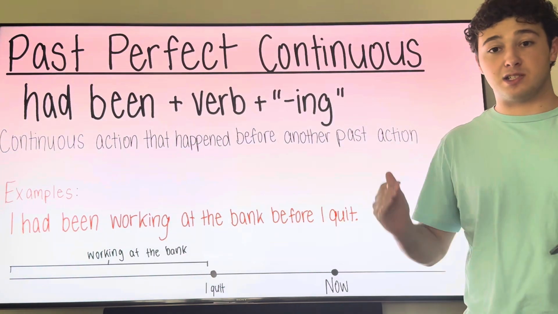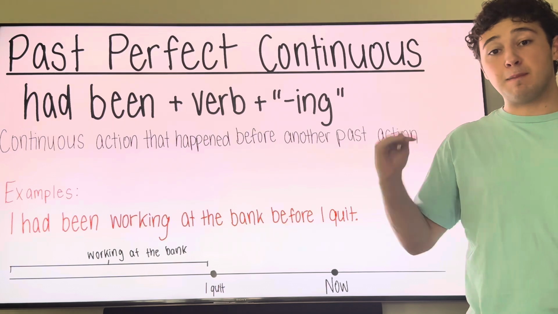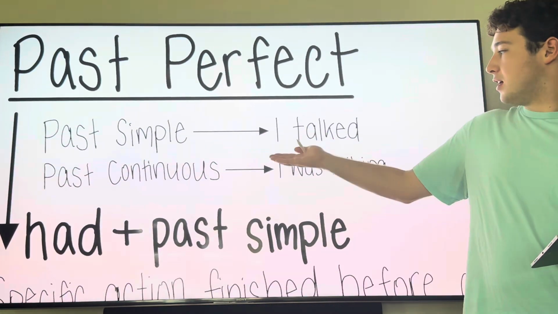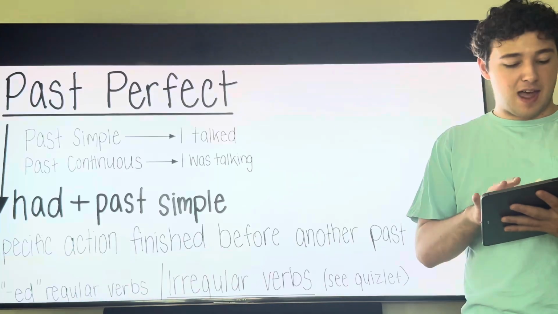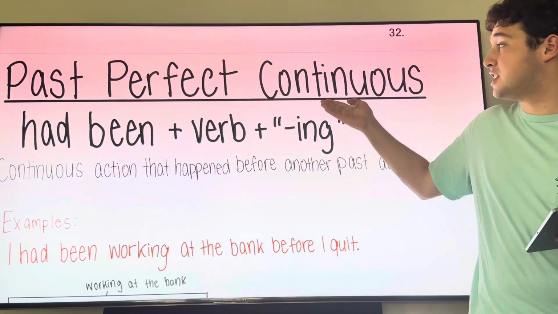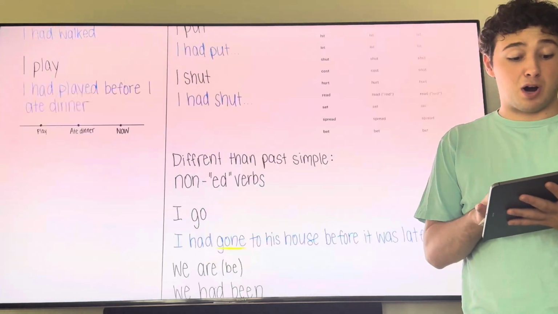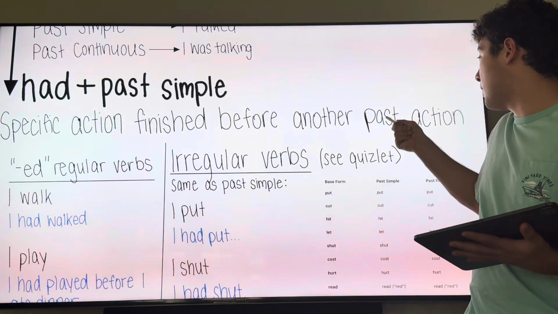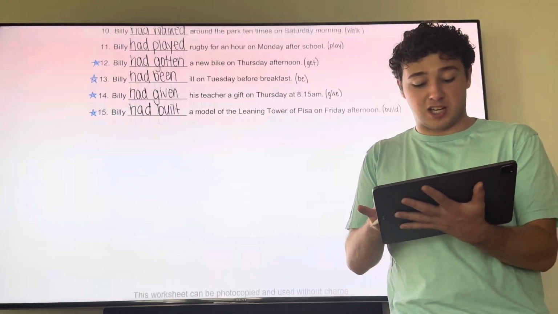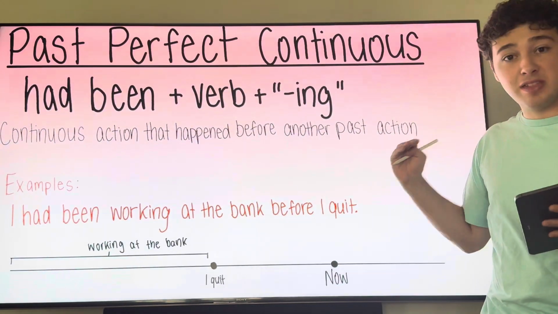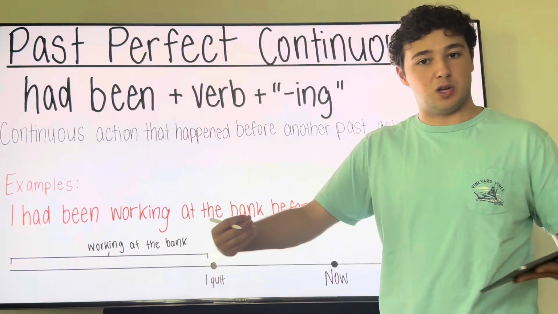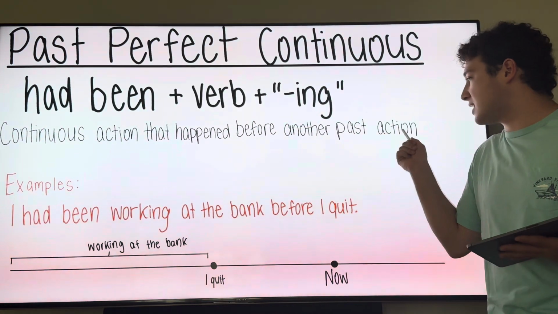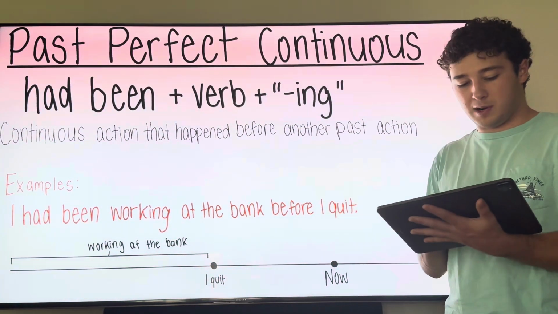So just like there is past simple and past simple continuous, as we saw above, there is past perfect and then past perfect continuous. Now, past perfect is an action finished before another past action. Past perfect continuous is the same thing, but the action was continuous. A continuous action that happened before another past action. So let's look at some examples here.